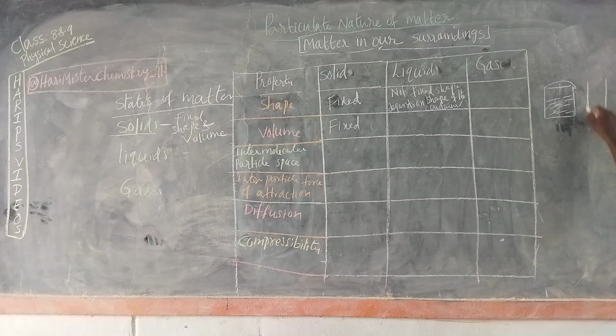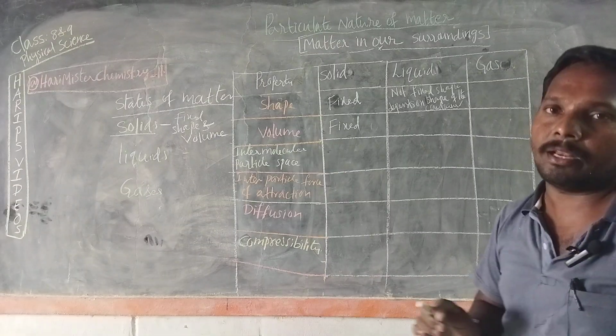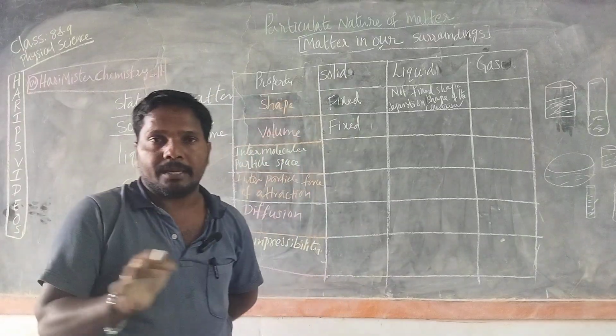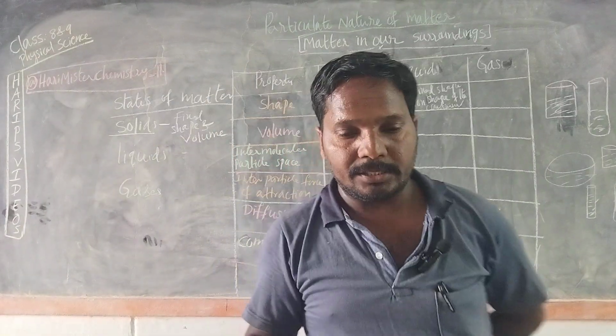If it is in a cylinder, it gets the shape of the cylinder. Then if it is in any bowl or plate, it gets the shape of the bowl or plate. If it is in a small cup, it gets the shape of the cup. Right? Then if it is in a test tube, it gets the shape of the test tube. If it is in any bottle, it is an example that liquid has no fixed shape. The shape depends on the shape of the container.